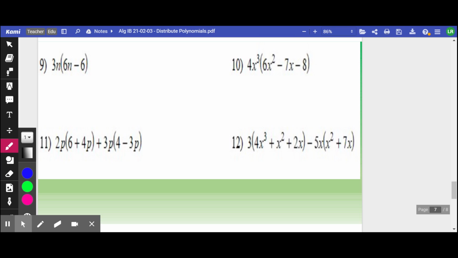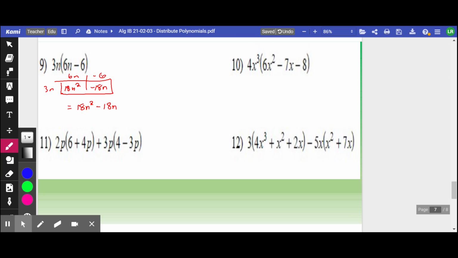All right, let's take a look here. Number 9 is just a quick distributive property problem. I'm going to build my box here. So I have 3n. We have 6n minus 6. We multiply 3n times 6n is 18n squared. 3n times negative 6 is negative 18n. Neither of these are like terms. So we have 18n squared minus 18n.